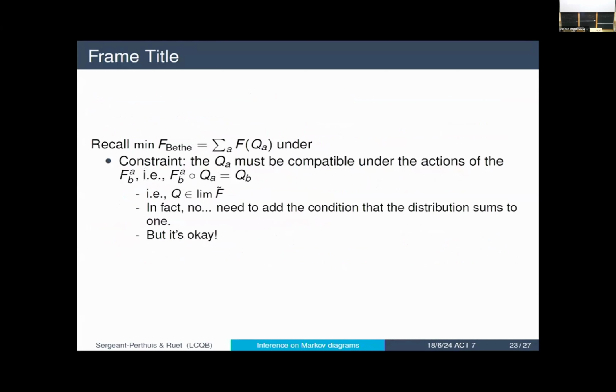Okay, so there's a missing Q over here, so this is not good. And yes, I'm cheating a bit because I just didn't put it, so we need to solve this optimization problem under the constraint that Q is in the limit of F tilde, which is just F acting on probability distributions. You cannot solve it like this, you solve it for the underlying action on vector spaces, and you need to add the constraint that your distribution sums to 1, but this is not problematic at all.